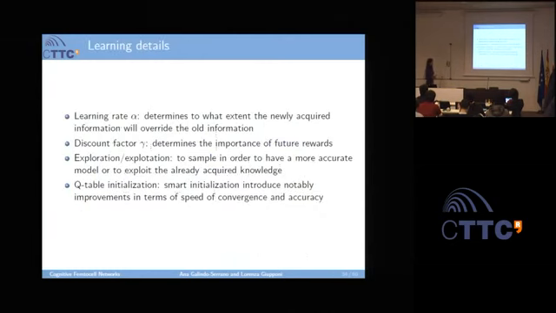And finally, this is not very common to see, the Q-table initialization, and this is one of the solutions we give in order to solve some of these slow convergence problems of the learning algorithms. Since we know what the set of environments are representing, and also what the actions are, we can do some smart initialization in the Q-table initialization procedure, and this will bring very interesting improvements in terms of the speed of convergence.